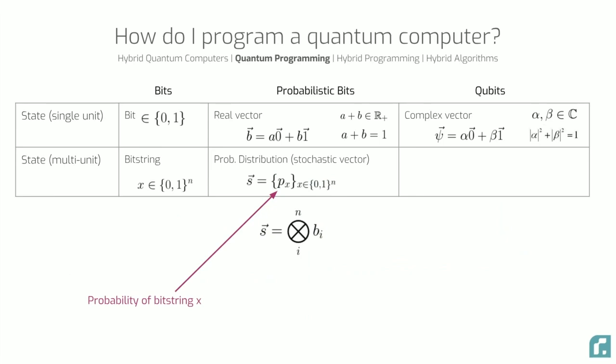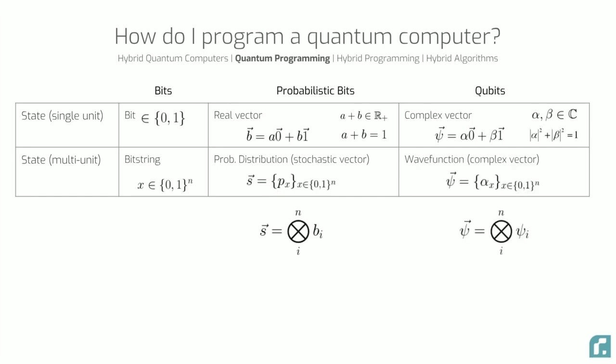The next thing to look at is to generalize to multiple units. So in the normal example, you get a bit string instead of a bit. For probabilistic bits, you get something called a stochastic vector, which is just a list of probabilities, one probability for each bit string. So it's just a distribution over bit strings. And you can compose that by taking individual probabilistic vectors and taking the tensor product of them together. And that gives you the state of that probabilistic system.